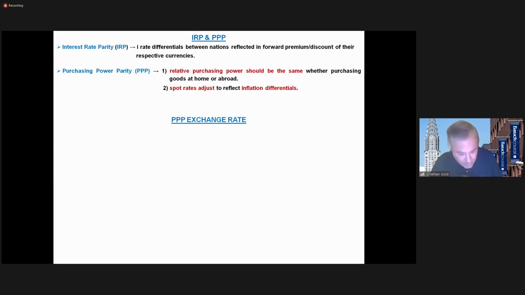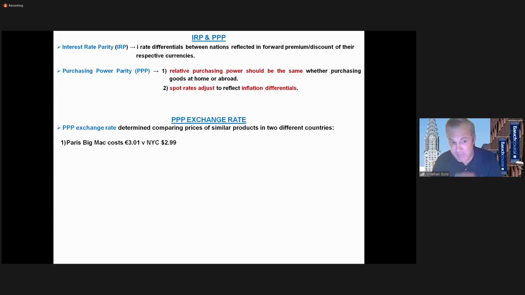So let's talk about the purchasing power parity exchange rate. Well, we can compare the prices of similar products in two different countries. The classic example that I like to use is the Big Mac example. So a Paris Big Mac costs €3.01 versus New York City, where it's just about $2.99 for the Big Mac, right? So the question is what is the purchasing power exchange rate, the implied spot rate for €1?